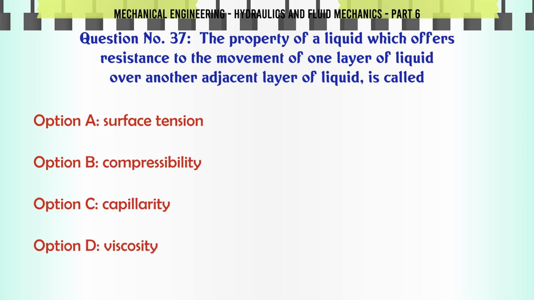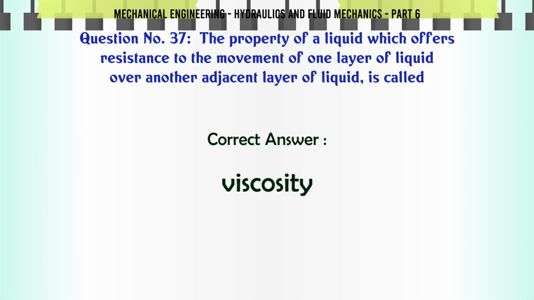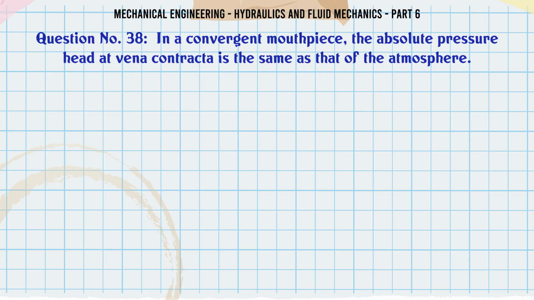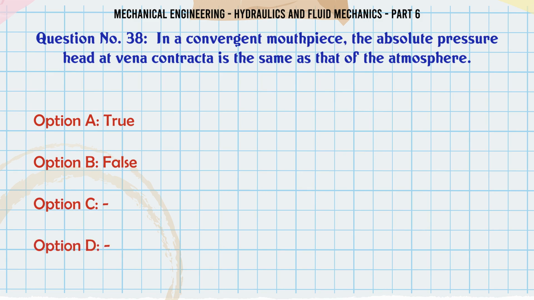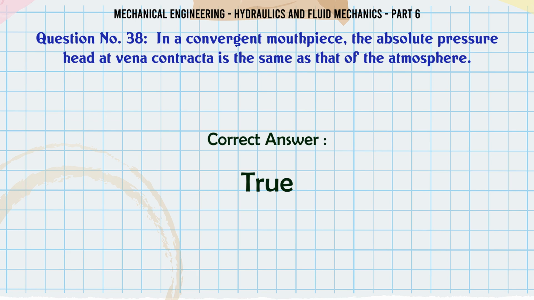The property of a liquid which offers resistance to the movement of one layer of liquid over another adjacent layer of liquid is called A surface tension, B compressibility, C capillarity, D viscosity. The correct answer is viscosity. In a convergent mouthpiece, the absolute pressure head at vena contracta is the same as that of the atmosphere. A true, B false. The correct answer is true.